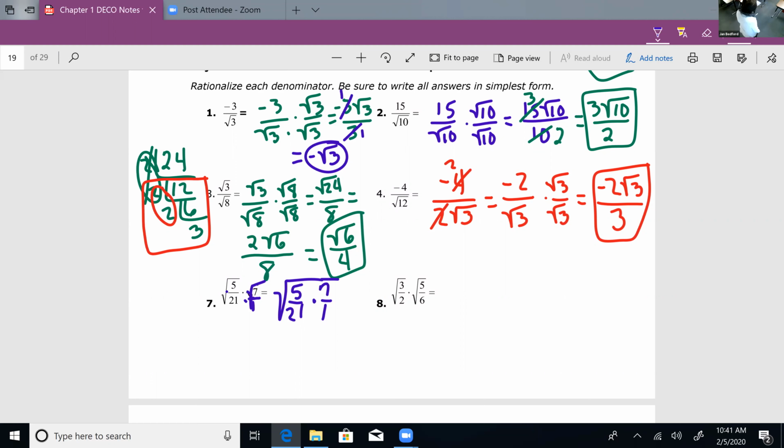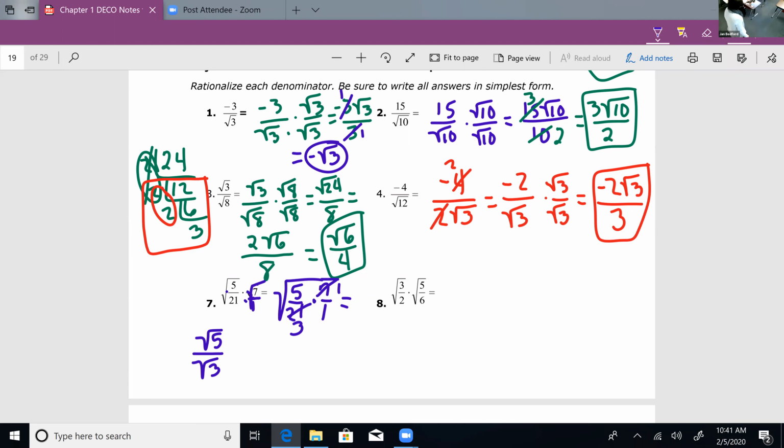What benefit do you think there might be if I write it this way? I could multiply straight across because that's how we multiply fractions. What else could we do before we multiply those? Do you see a common factor between top and bottom? The 7 and the 21. If I were to reduce this down, then this would equal the square root of 5/3, which I could think of as the square root of 5 over the square root of 3.